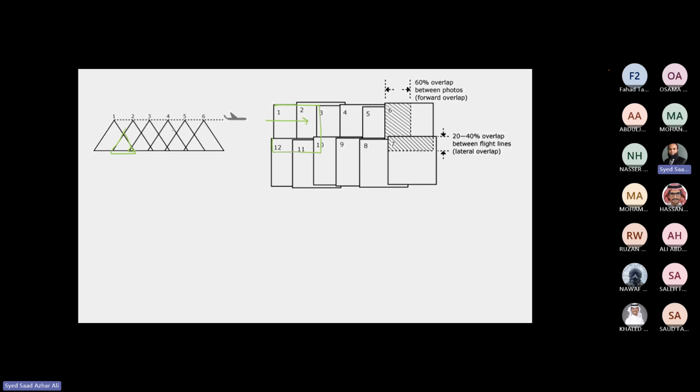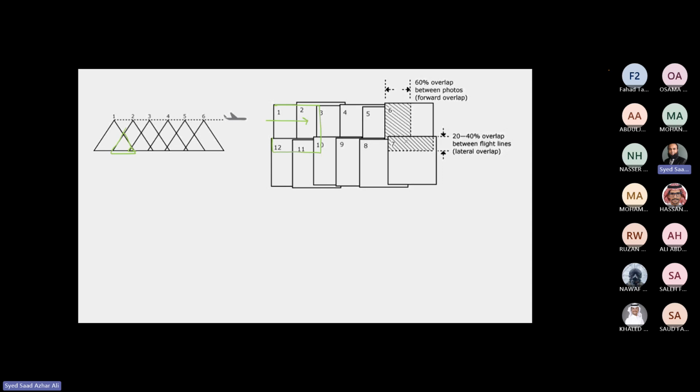And in this particular example, it looks like 60% overlap is there. 60% overlap between the photos, and this is the forward overlap. This is the forward one, and also sideways as well. Sideways, so between 20 to 40 overlap between the flight lines, the lateral overlap.